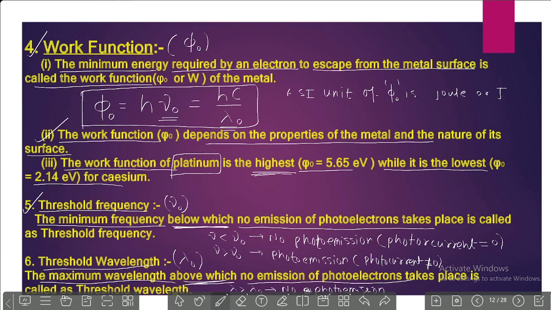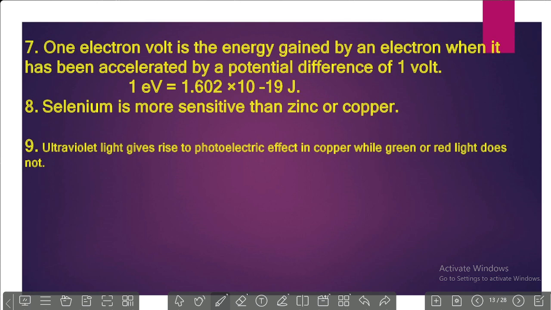For threshold frequency, it is the minimum frequency below which no emission of photoelectron takes place. But for threshold wavelength, it is the maximum wavelength above which no emission of photoelectrons takes place. Clear idea? So these three definitions you must remember. Now next point, this is the last point, up to 9.